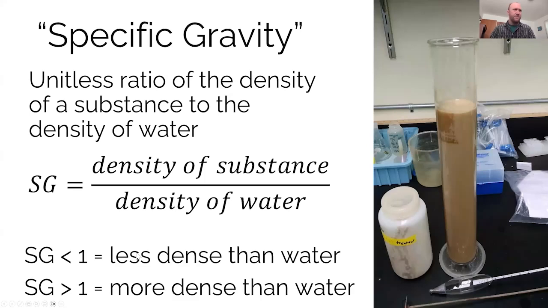Okay. And so a specific gravity of less than 1 means that whatever's suspended in it is less dense than water, and a specific gravity of more than 1 is more dense than water.